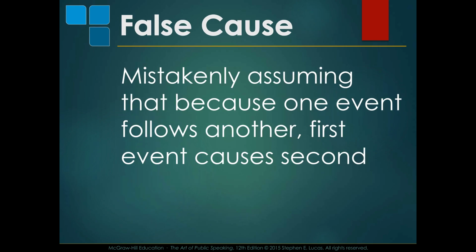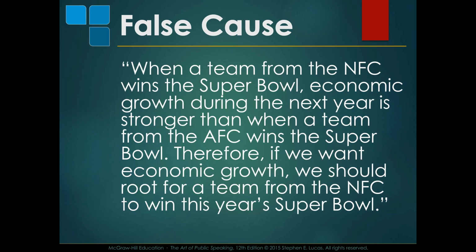Okay, false cause. That would be mistakenly assuming that because one event follows the other, the first event caused the second. Here's an example. When a team from the NFC wins the Super Bowl, economic growth during the next year is stronger than when a team from the AFC wins the Super Bowl. Therefore, if we want economic growth, we should root for a team from the NFC to win this year's Super Bowl. Clearly those two things are not linked. They are linked in time, but it's a coincidence, and therefore an example of false cause reasoning.